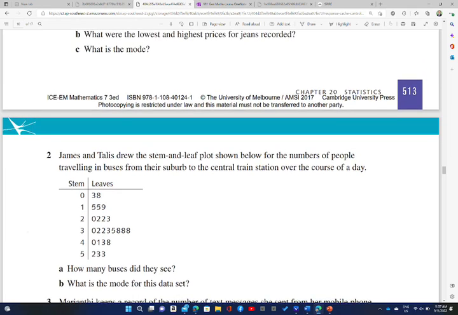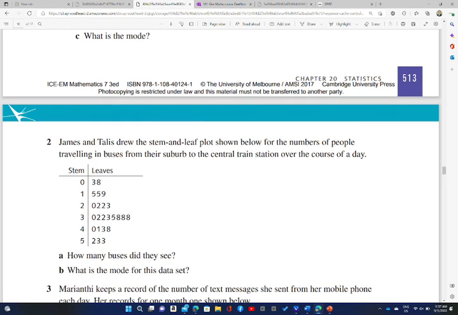So is this 20C? Yes. So if you're looking at this, remember that you have the same number of leaves as you have numbers from your original list. So if I wanted to know how many buses they saw, all I have to do is count up the leaves. So if I just count up how many leaves, that will tell me how many buses they saw.